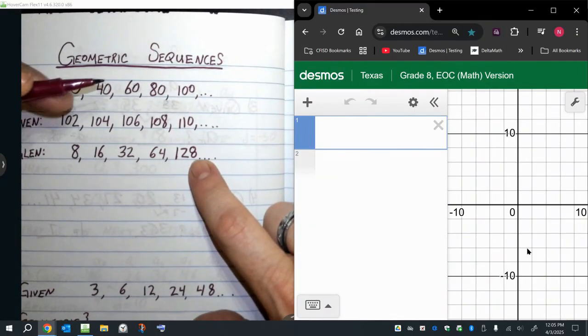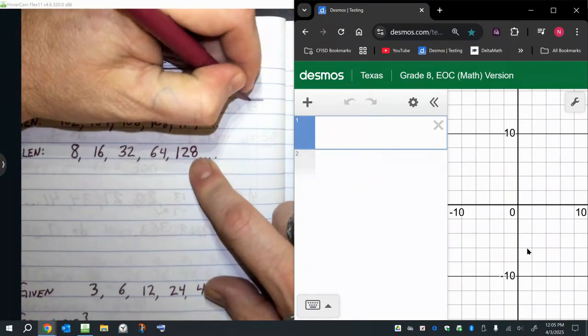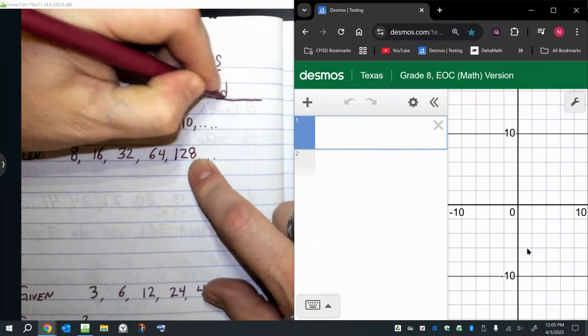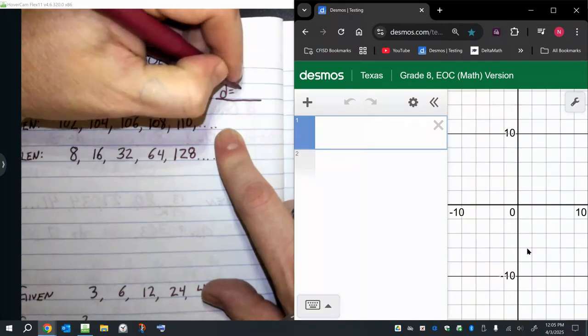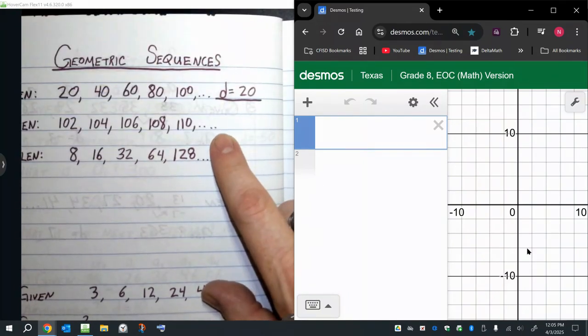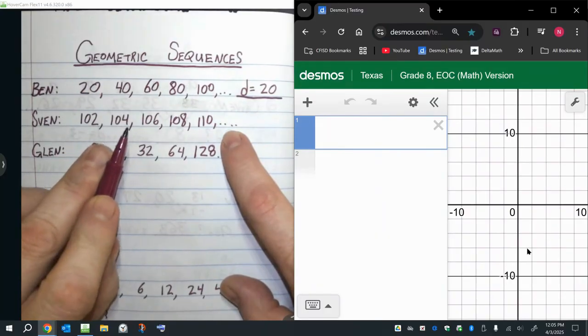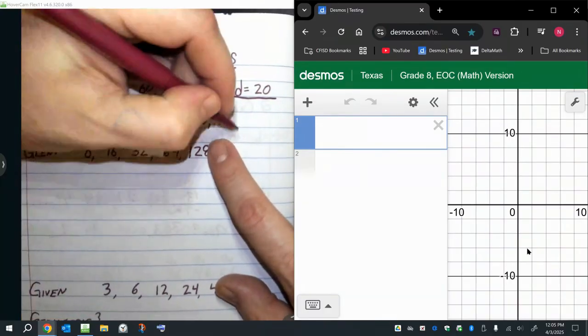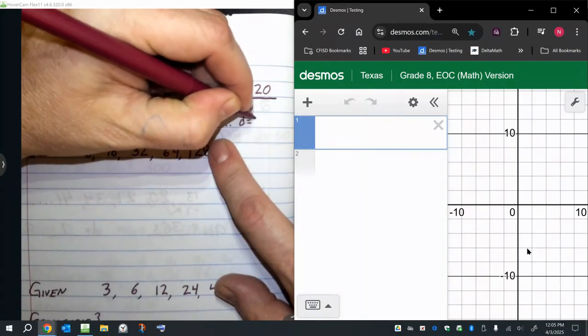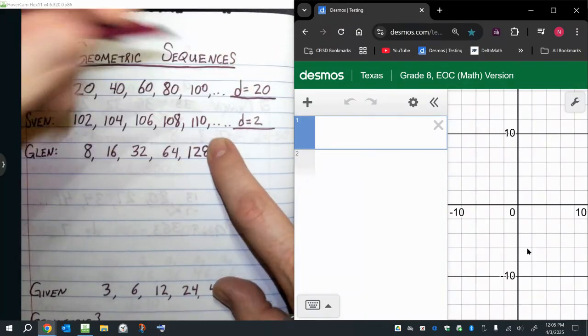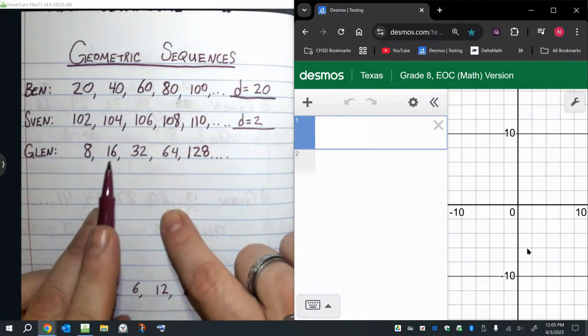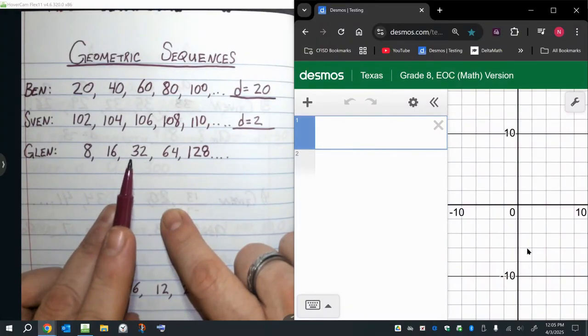So, what is Ben's sequence? Well, I got 20, 40, 60, 80, 100. Hopefully, you're able to determine that that is a common difference and that we're adding 20, right? For Sven, we are adding 2, 4, 6, 8, 10, right? So we're adding 2 each time. So that's the common difference there.